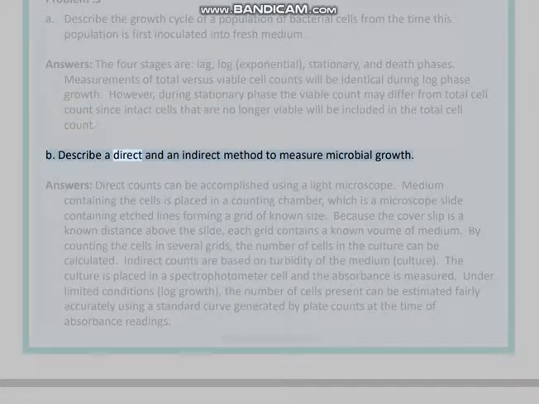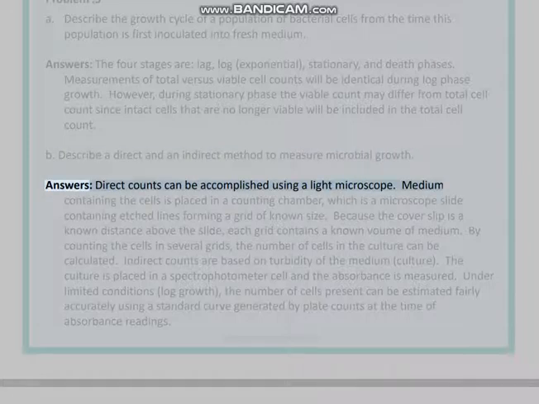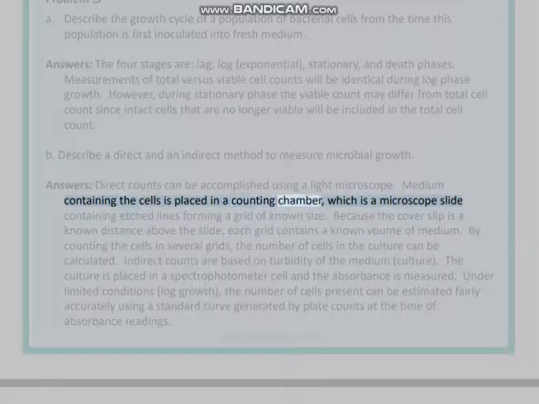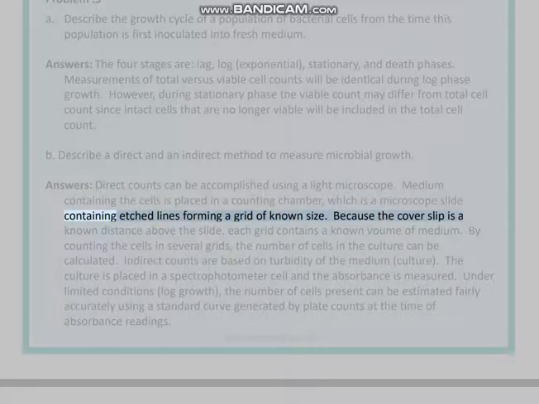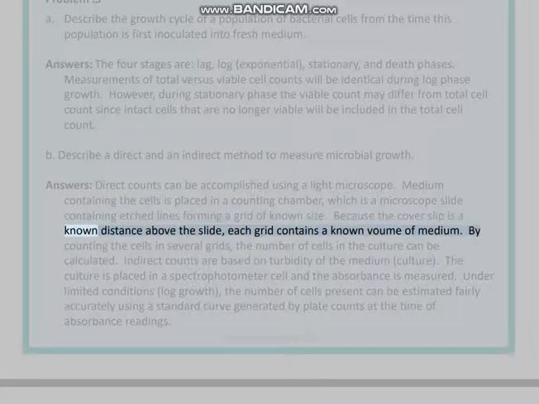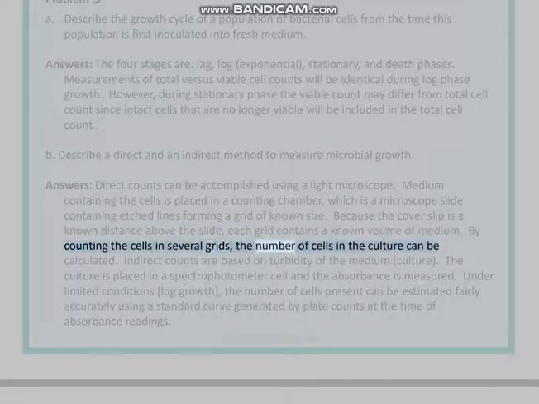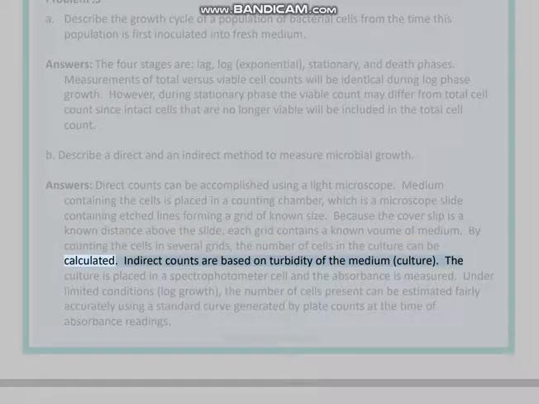B. Describe a direct and an indirect method to measure microbial growth. Answers. Direct counts can be accomplished using a light microscope. Medium containing the cells is placed in a counting chamber, which is a microscope slide containing etched lines forming a grid of known size. Because the cover slip is a known distance above the slide, each grid contains a known volume of medium. By counting the cells in several grids, the number of cells in the culture can be calculated.